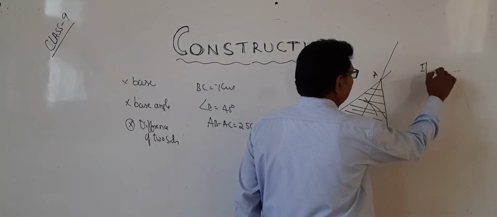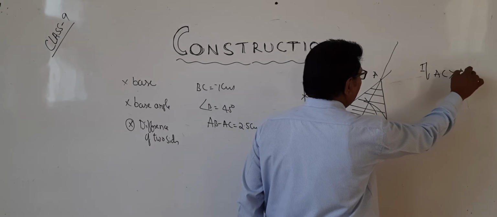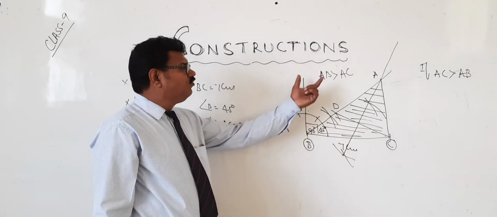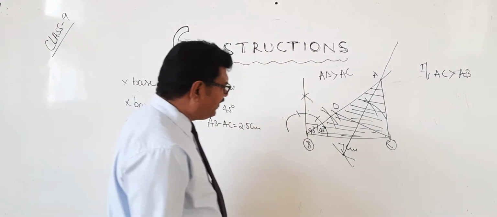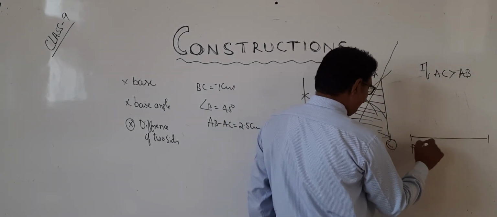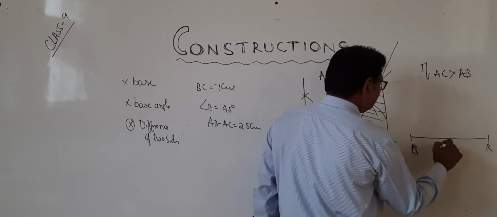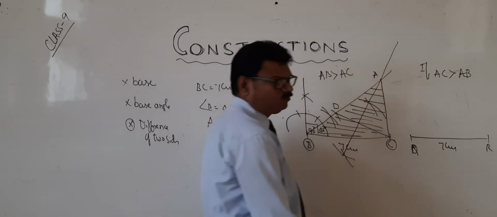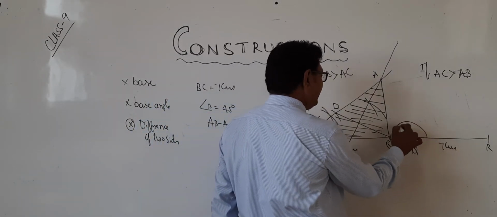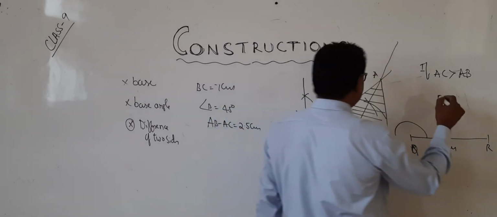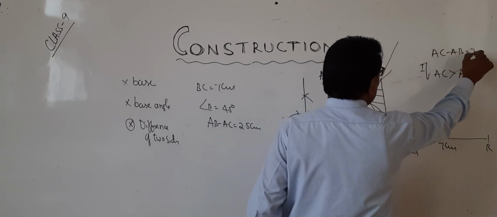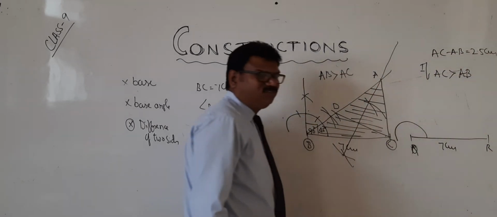If AC is greater than AB, then how will the triangle be? Very, very simple. You see now, same problem. For example, QR is 7 centimeters. Now again, how many degrees? 45 degrees. Now, same problem, what will I change? I will change it to AC minus AB equal to 2.5 centimeters. The meaning will be the same.